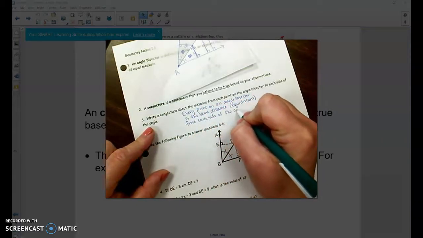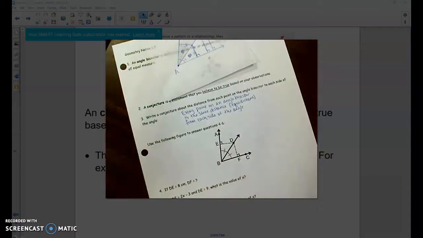Now, this is only a conjecture. It's only something we believe to be true. So kind of like in social studies, you can have a bill become a law, but it's just a bill until it gets passed. Well, we just have a conjecture right now, and until we prove it to be true all the time, it's just a conjecture. Once we prove it to be true all the time, it will graduate and become a theorem.